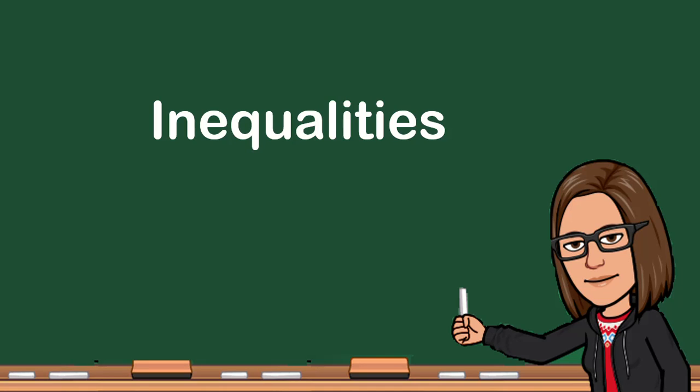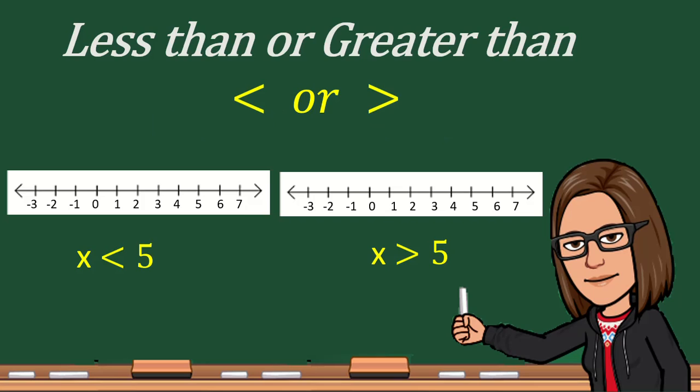We are now going to talk about what an inequality is. You have seen this before in other classes, but now we're going to graph it on a number line. So let's go through the different types of inequalities we have. The first one you recognize because that is less than or greater than. And so that's the less than symbol, the greater than symbol. But now we're going to look at how we graph them on a number line.